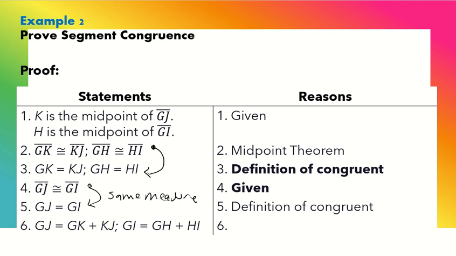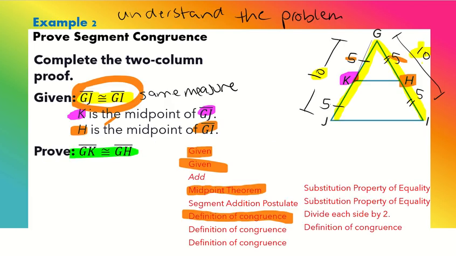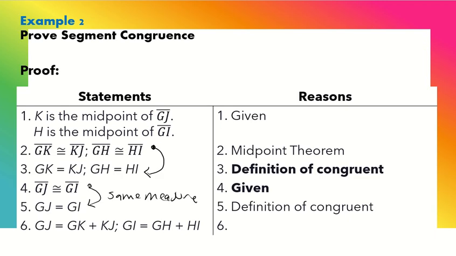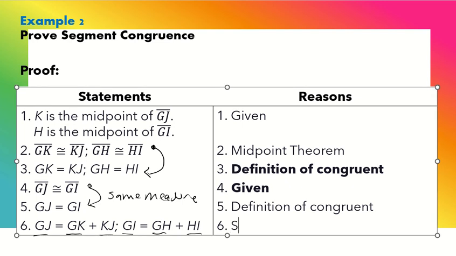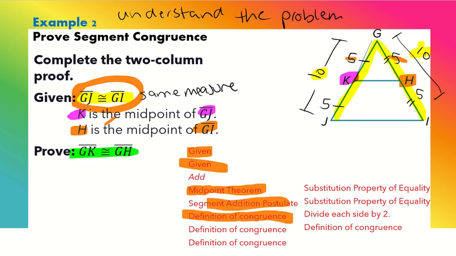Okay, and then we've got GJ is equal to GK plus KH. Well, I'm adding segments, right? I'm adding the two segments to get the whole segment. That's the segment addition postulate. Okay, almost done. So let's go ahead and cross off what we used. Did I use two of these? I did use two of these already.